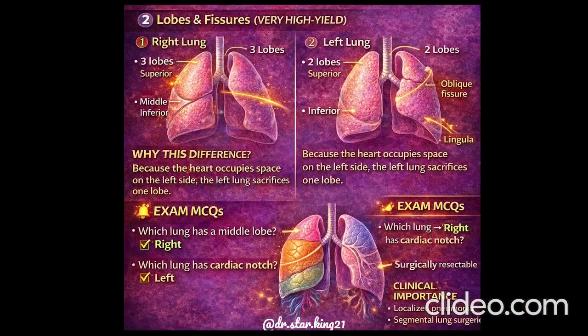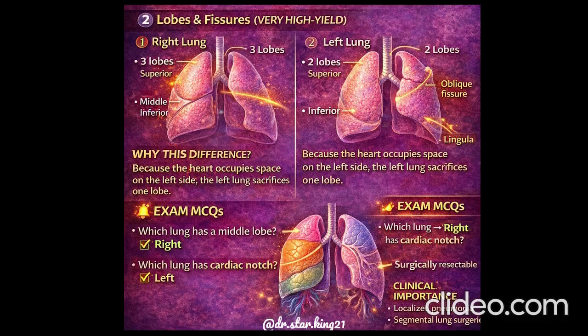Lobes and fissures of the lungs. The right lung is larger and broader because it does not share space with the heart. Therefore, it is divided into three lobes: superior, middle, and inferior lobe. These lobes are separated by two fissures, named the oblique and horizontal fissure. The oblique fissure separates the inferior lobe, whereas the horizontal fissure separates the superior and the middle lobe.